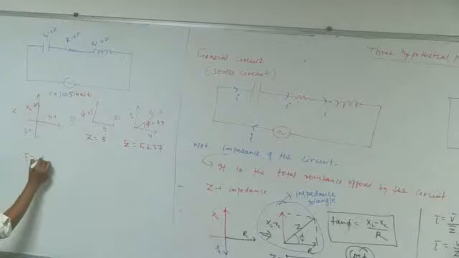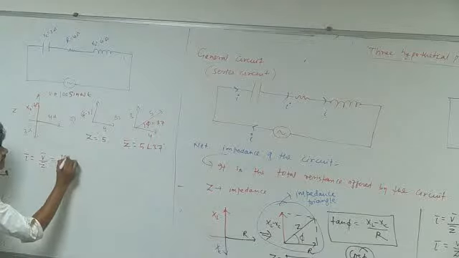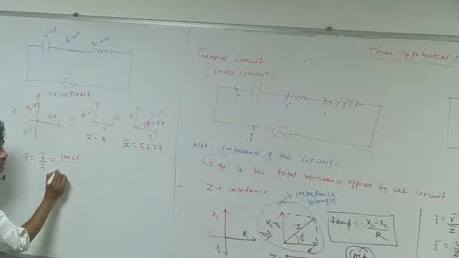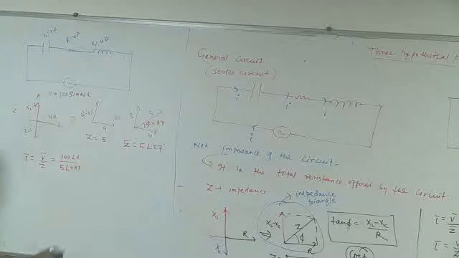I phasor will be V phasor by Z phasor. V phasor is how much? 100 angle 0. Z phasor is how much? 5 angle 37. Yes or no? How much do we get here?